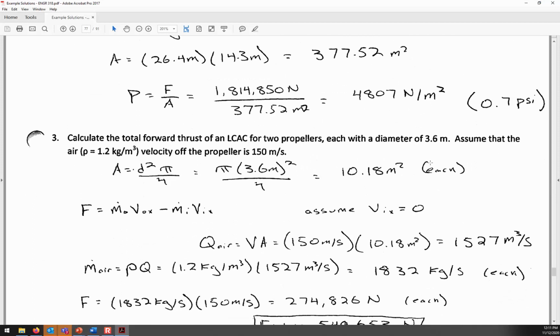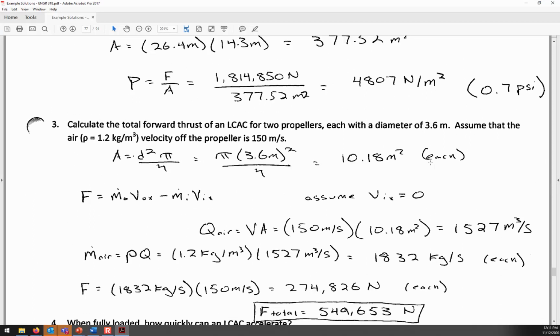Okay, so let's look at the forces here. The area of the air. So the propeller is rotating with some diameter of 3.6 meters. That's awfully tall, but I looked up the specifications and I think that's right. So there's this stream of air going out from each of those propellers and has an area of 10 square meters. And the volumetric flow rate is the 150 meters per second times the cross-sectional area. So there's just a huge torrent of air passing out of each one of those propellers.